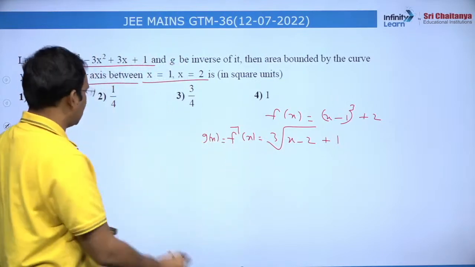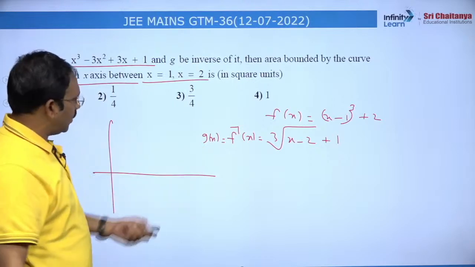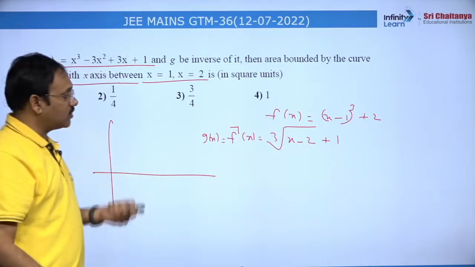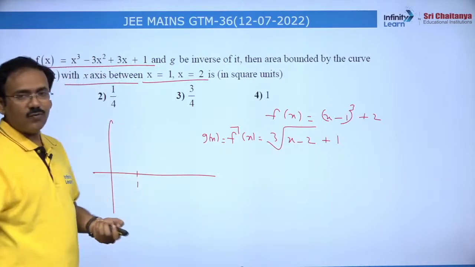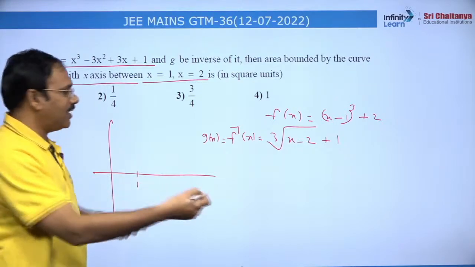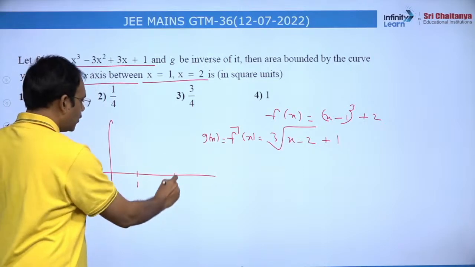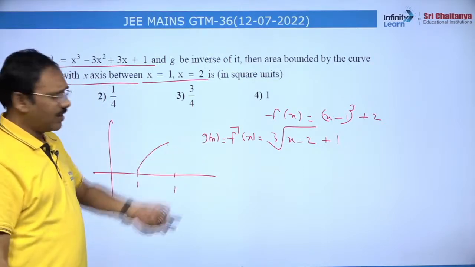Now try to draw the graph of this curve, my dear friends. Anyhow at 1 it is going to be 1 minus 2 is minus 1, power 1 by 3 is minus 1, plus 1, 0. At 1 it is 0. As x increases this value increases. Undoubtedly at x is equal to 2 it is going to be 1. This is the curve. Undoubtedly it is strictly increasing function.